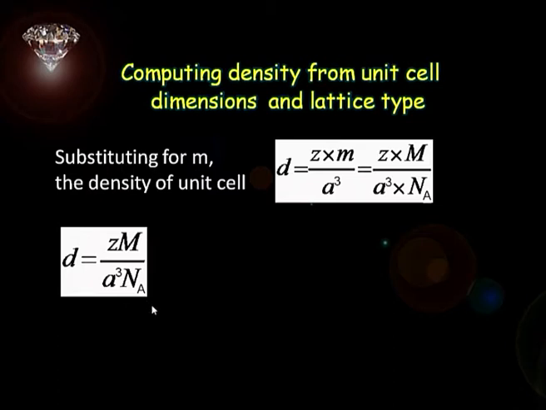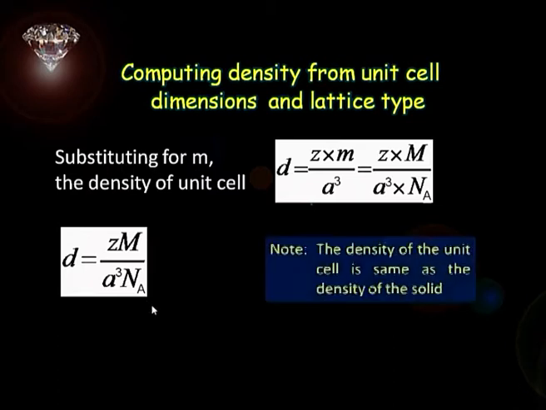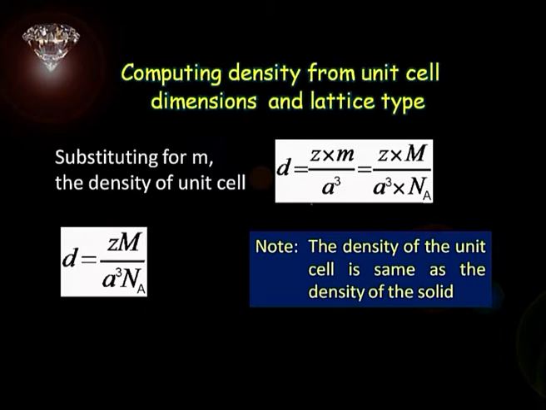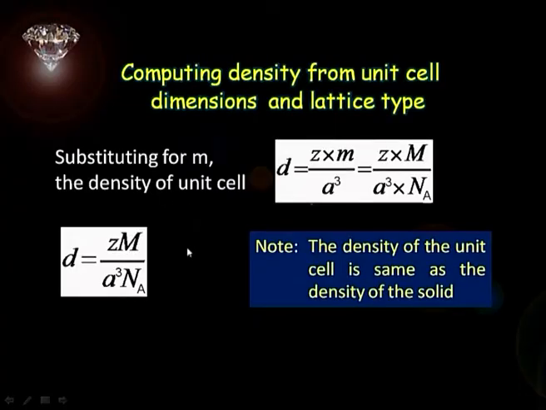Now, this is very crucial, because the density of the unit cell is the same as the density of the solid, which is a very important linkage. If I can compute the density from the unit cell dimensions, I can work out what density the given solid is going to have. In other words, suppose I know the density, then I can go backwards and compute the other parameters. I can measure the density from elsewhere, and a I get from X-ray diffraction.